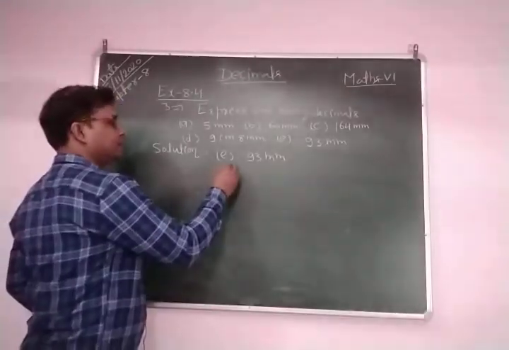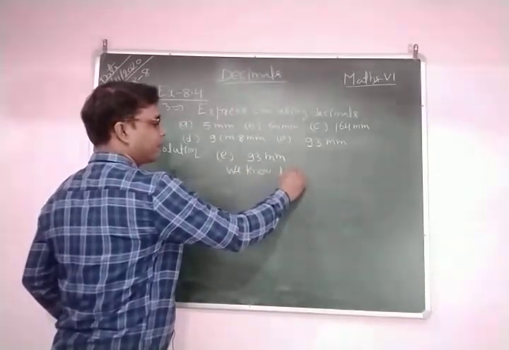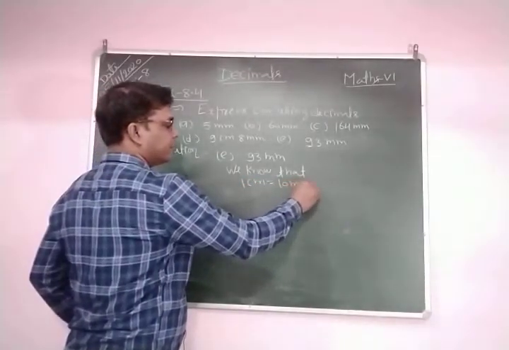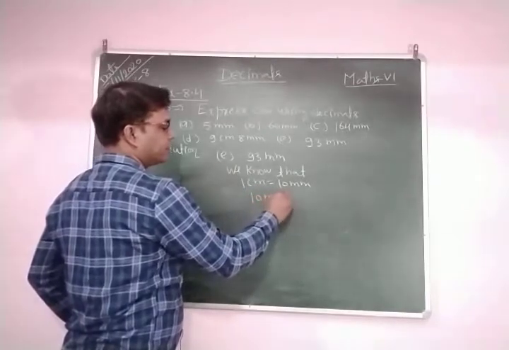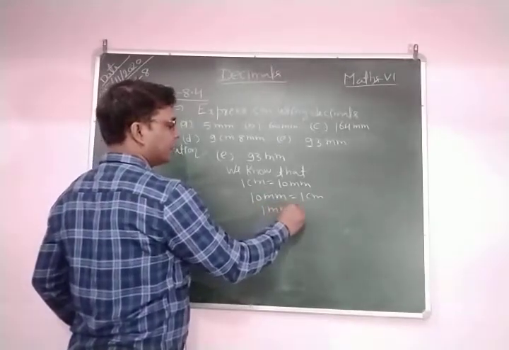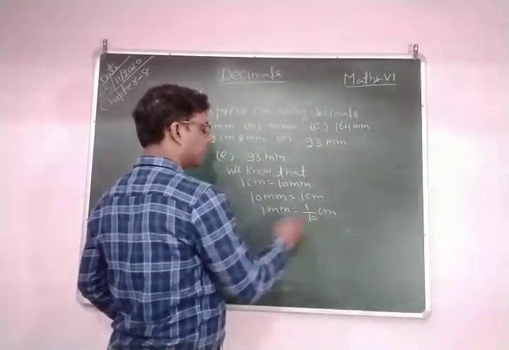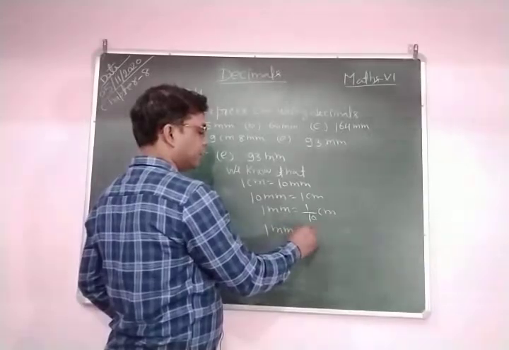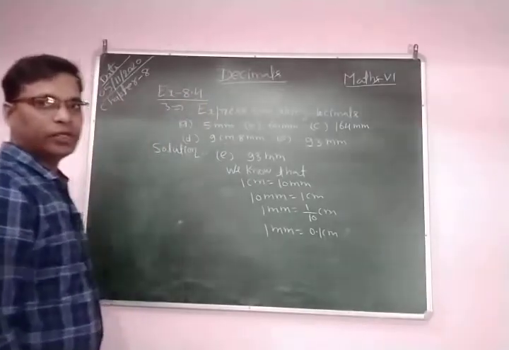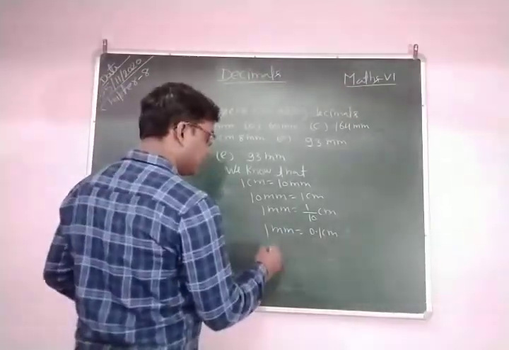So we can write here, we know that 1 centimeter is equal to 10 millimeters. So 1 millimeter is equal to what? 1 millimeter is equal to 1 upon 10 centimeters, or you can say 1 millimeter is equal to 0.1 centimeters. But we need to convert here 93 millimeter.